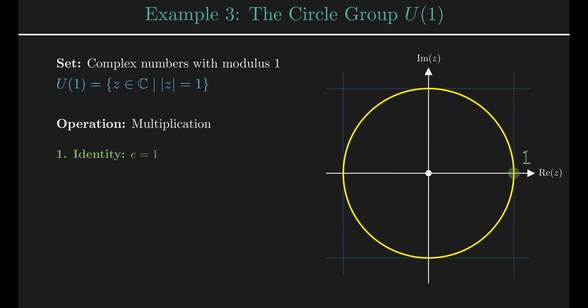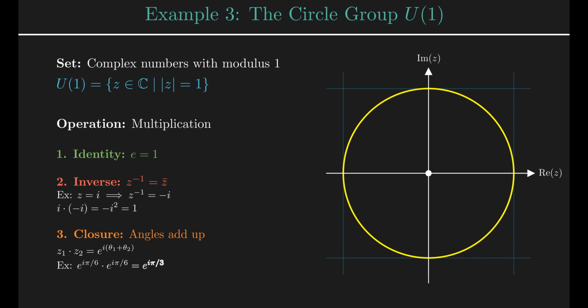Let's check our properties. First, identity. The number 1 lies on the circle. Multiplying by 1 changes nothing. Second, inverse. Every point z has an inverse, which is its complex conjugate. For example, the inverse of i is negative i. Multiplying them gives negative i squared, which is positive 1, the identity. And third, closure.